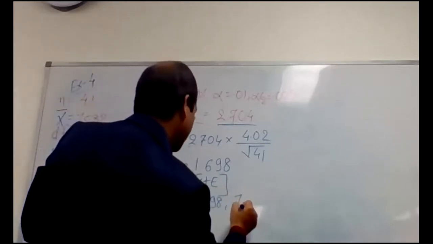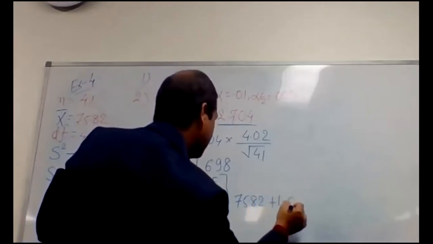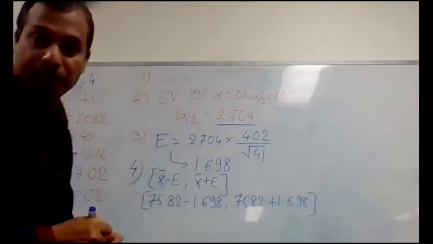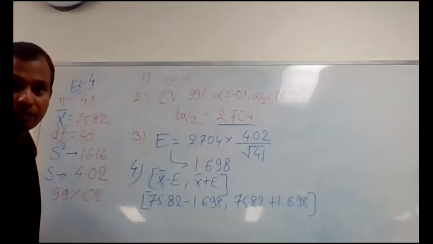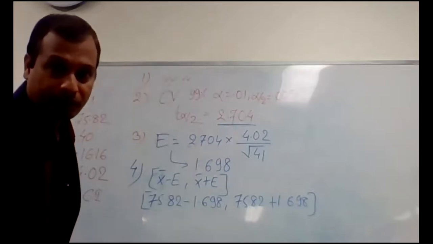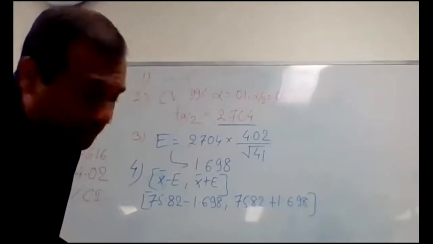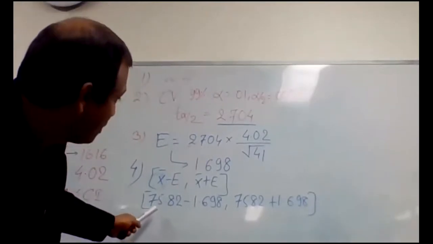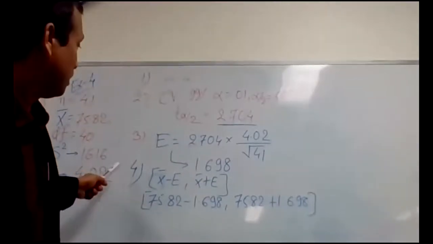Then 75.82 plus 1.698. What is the answer? Do this sum. Wait, sir. How come you didn't use 1.7? How did you get this one? 74.12 and 77.52. But I used 1.7.